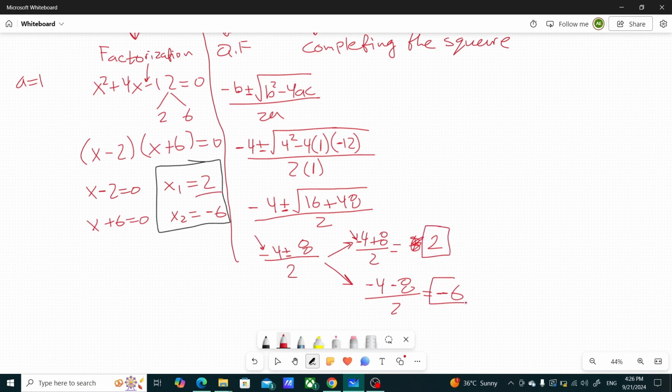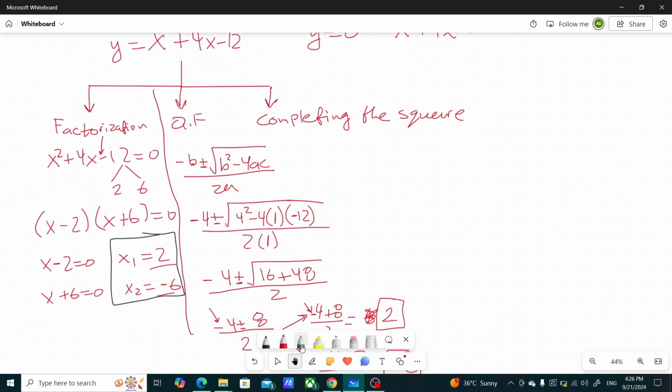Okay, so let's get into completing the square. So let's try and do this here.